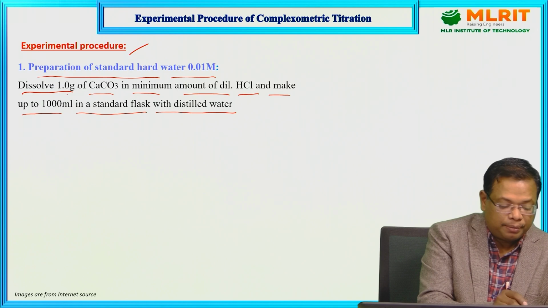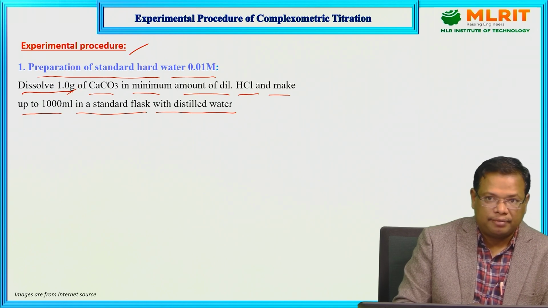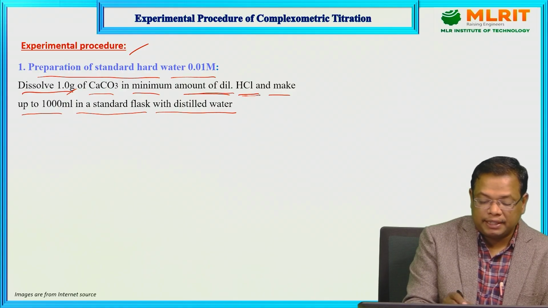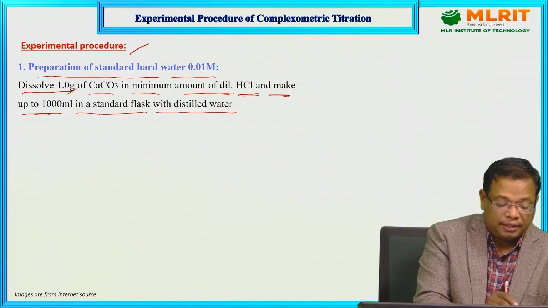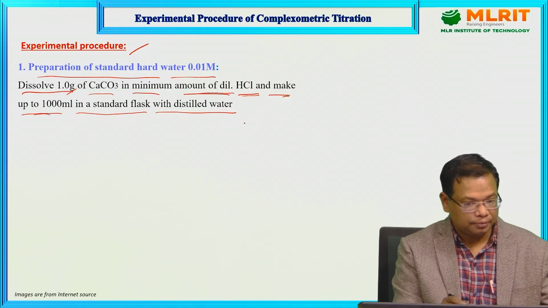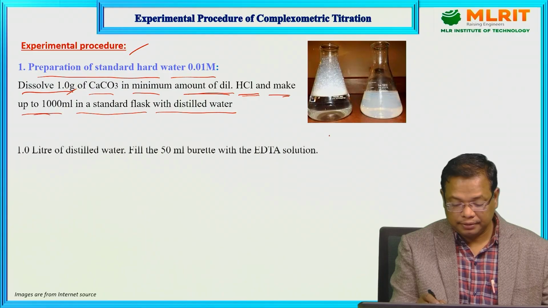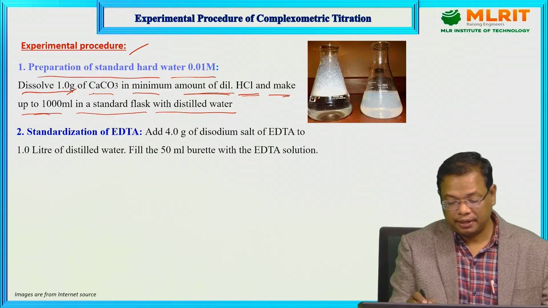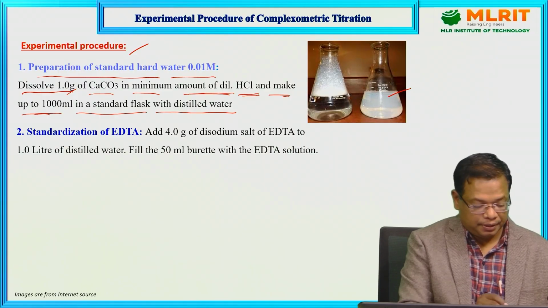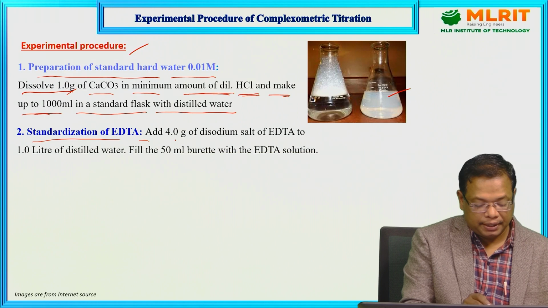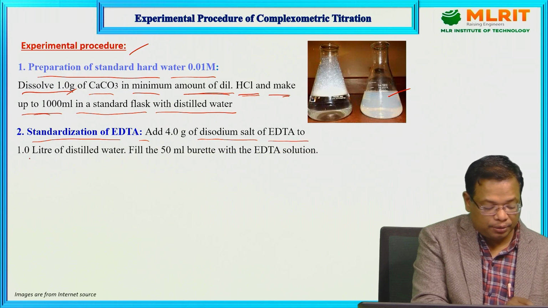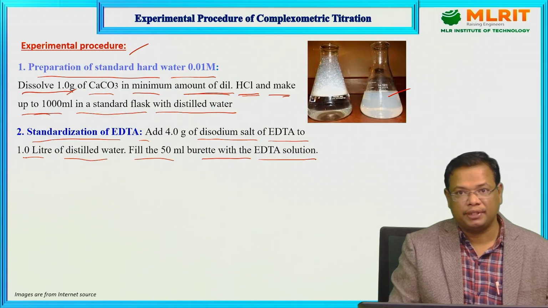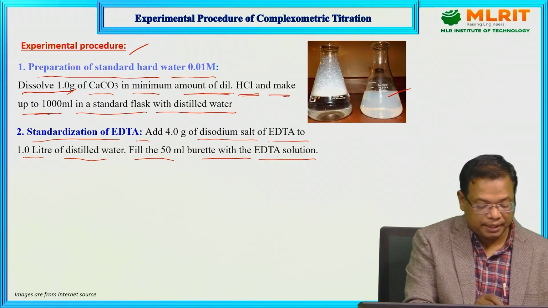So how much? 1 gram of CaCO3 will be taken to make the standard hard water in the laboratory, and then a small amount of dilute HCl will be added and made up to 1000 ml in a standard flask with distilled water. Here, you can check before adding the calcium carbonate, and after adding the calcium carbonate. Now, standardization of the EDTA. Add 4 grams of the disodium salt of EDTA to 1.0 liter of distilled water. Fill the 50 ml burette with EDTA solution. This is the standardization of the EDTA solution.